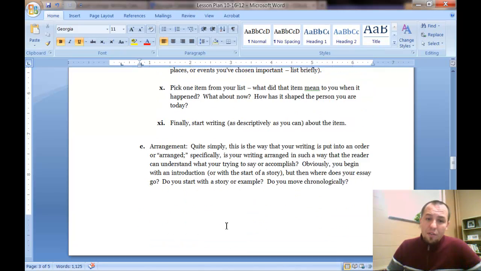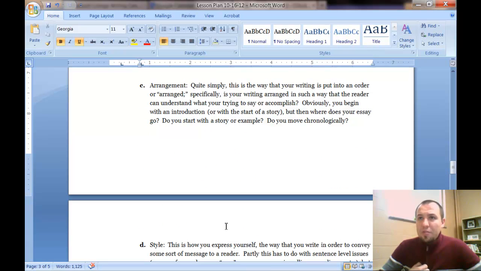Okay, the next thing we're going to move on to is arrangement. Now typically arrangement is something you worry about after maybe you've already started writing and the drafting process and trying to organize things. But really, quite simply, arrangement is the way that your writing is put into an order, the way it is literally arranged. Specifically, is your writing arranged in such a way that the reader can understand what you're trying to accomplish, right? So in the case of most academic essays, papers, there's some type of an introduction, right, that introduces us to the thoughts, the ideas, the significance, the background maybe of what it is that we're discussing. In this case, in a narrative piece, it's the start of a story.